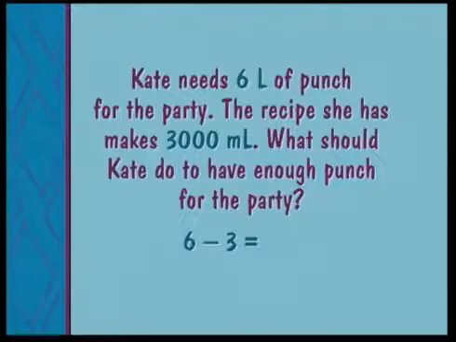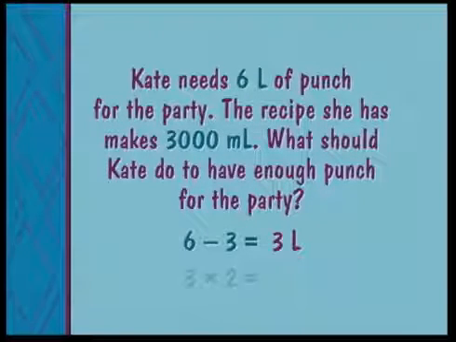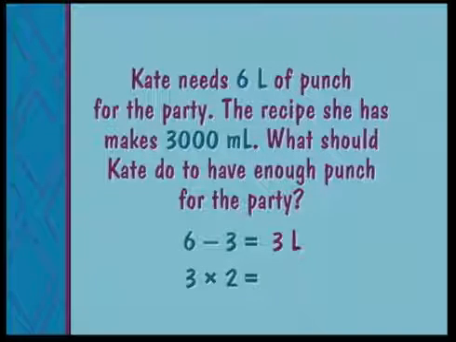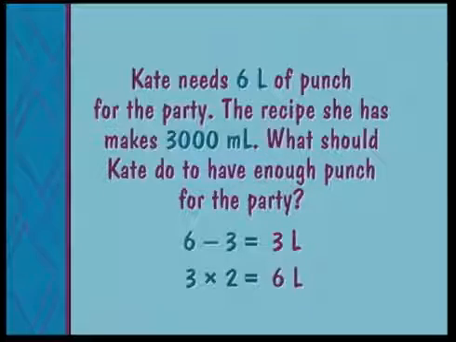Now, using that recipe, Kate doesn't have enough punch, does she? She needs 3 liters more because 6 liters minus 3 liters is 3 liters. So what is she going to have to do? She's going to have to double her recipe. We doubled recipes all the time when we were working with fractions. This shouldn't be hard, should it? We were able to find this out by saying 6 minus 3 is 3 liters. And then we know that 3 times 2, or doubling it, gives us 6 liters.